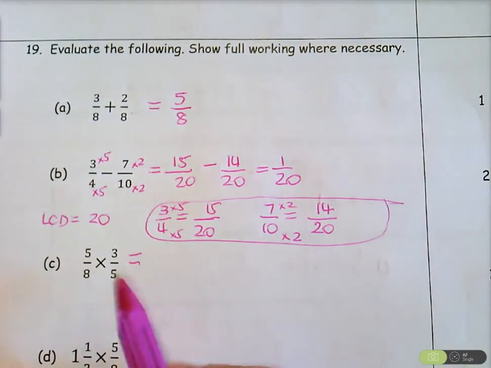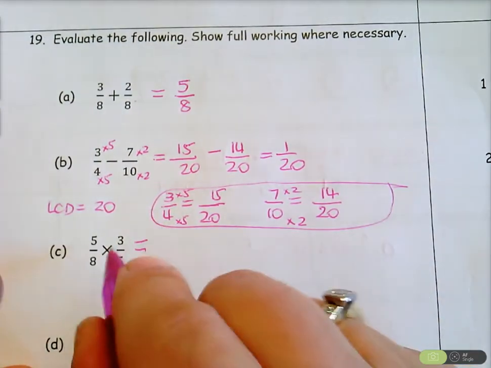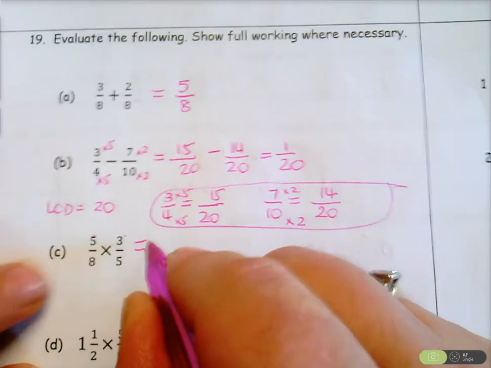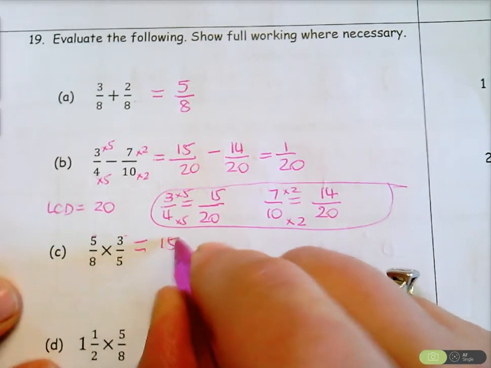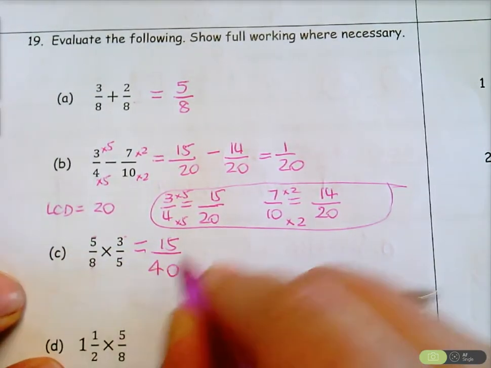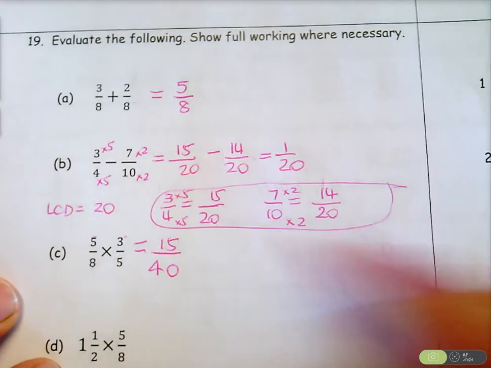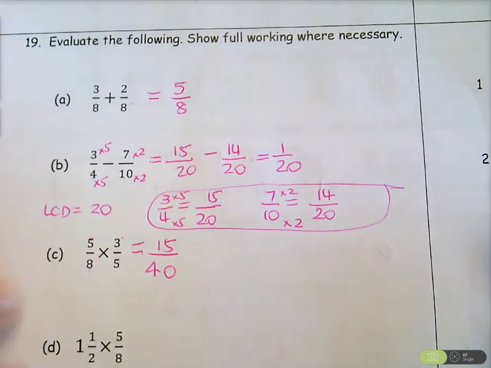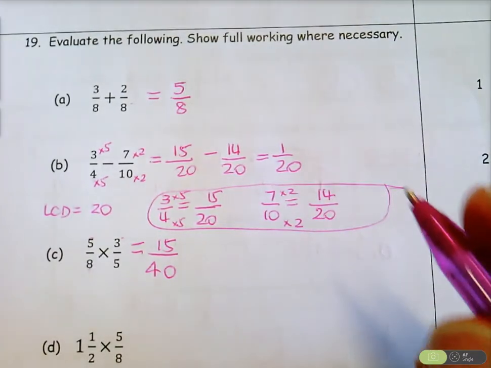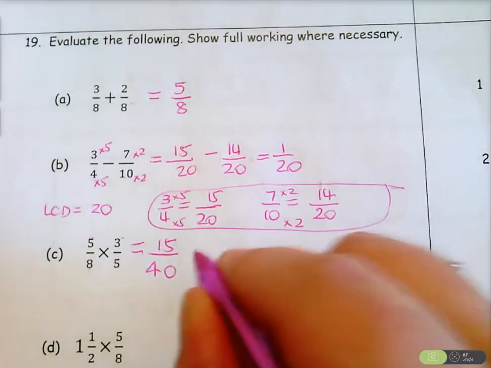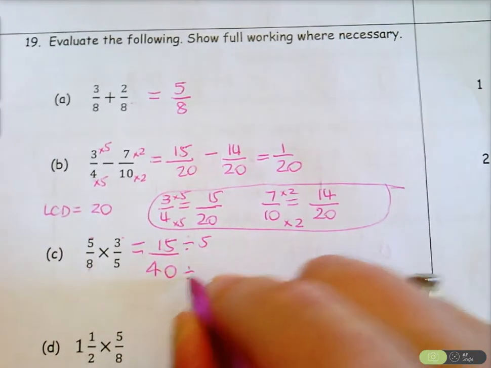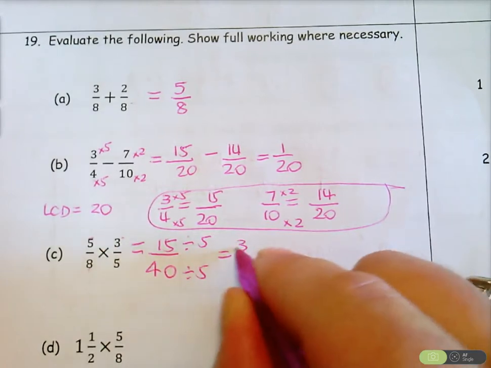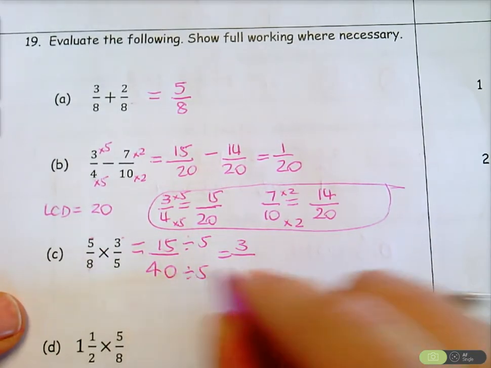Now, with multiplying fractions, it's nice and easy. Just multiply the numerators, multiply the denominators. 5 times 3 is 15. 8 times 5 is 40. You need to check if you can simplify your fraction or not. Which times tables are both 15 and 40 in? They're both in the 5 times tables. So divide by 5, divide by 5. 15 divided by 5 is 3. And 40 divided by 5 is 8.